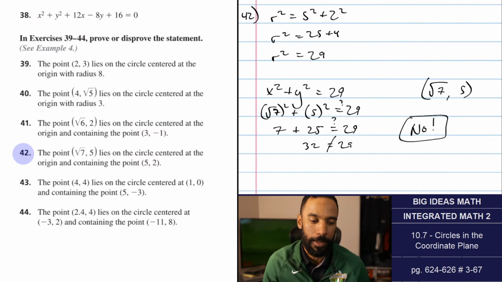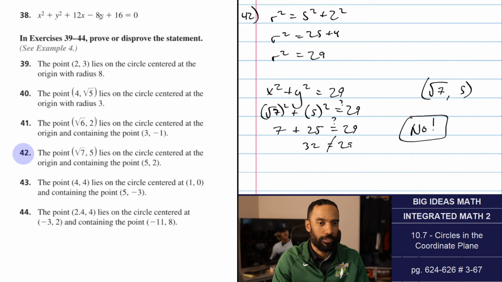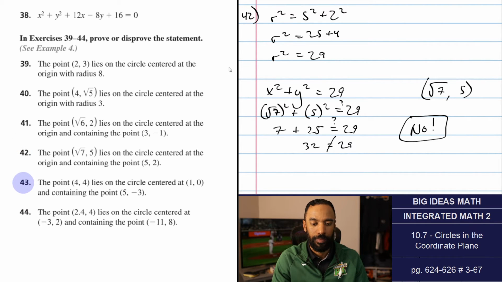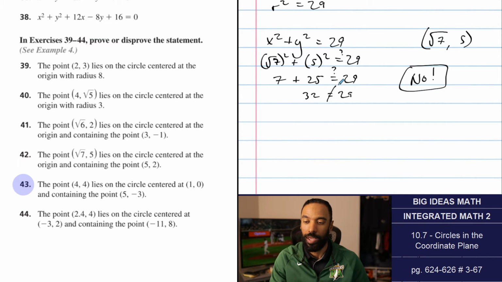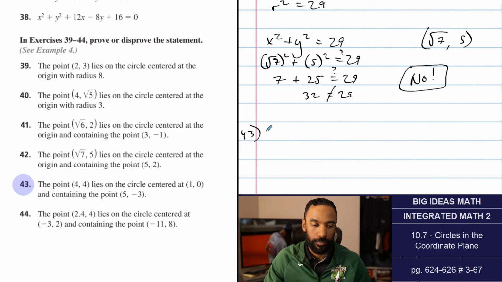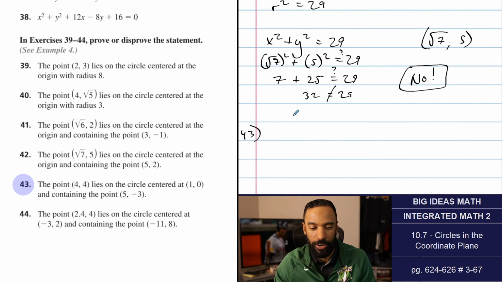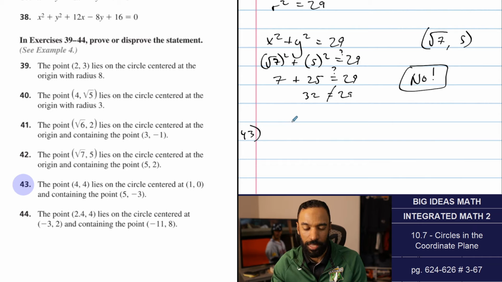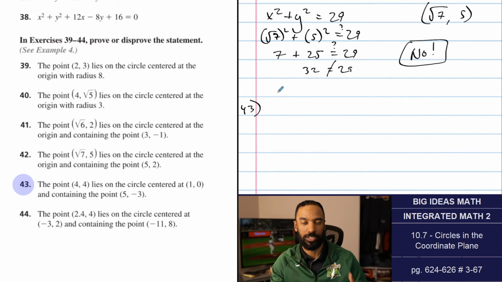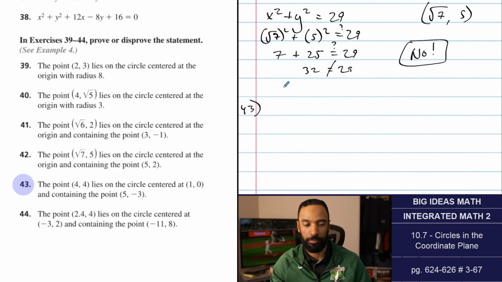All right, number 43. The point 4, 4 lies on the circle centered at 1, 0 and containing the point 5, negative 3. This time the center is not at the origin. When it comes to your distance stuff, once again, you have to find the distances between the y's and x's. I've been big on just using a Pythagorean theorem form. I might be good on the next one too.